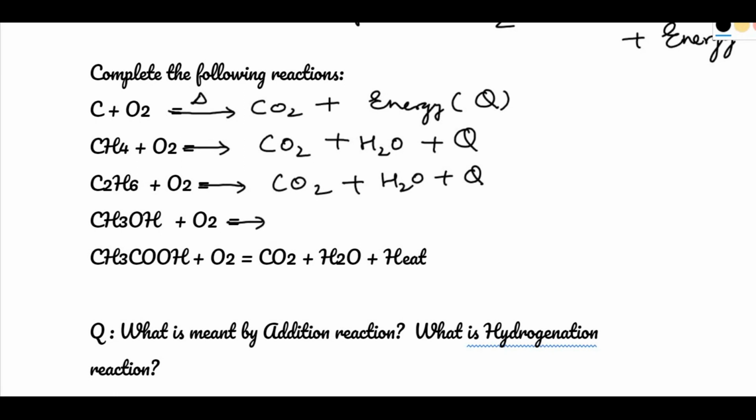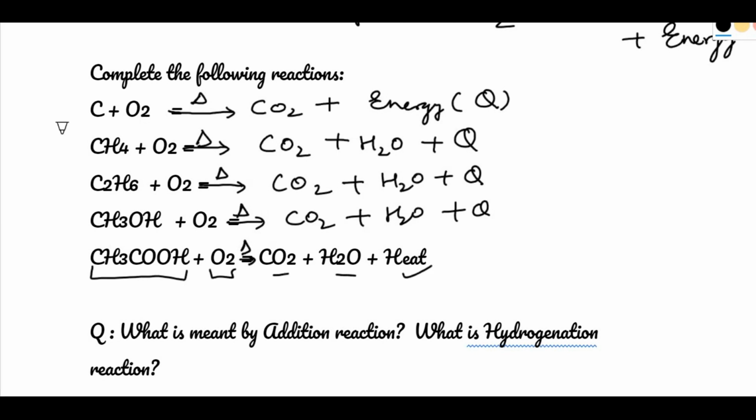Alcohols also on burning give carbon dioxide, water and energy. What you have to remember is, if it is a carbohydrate, if it is a hydrocarbon, in presence of oxygen on heating it will give us carbon dioxide, water and energy. Energy can be in form of heat, light, etc. So see, ethanoic acid here plus oxygen on heating gives carbon dioxide, water and heat energy. That is it. So that's about combustion reaction.